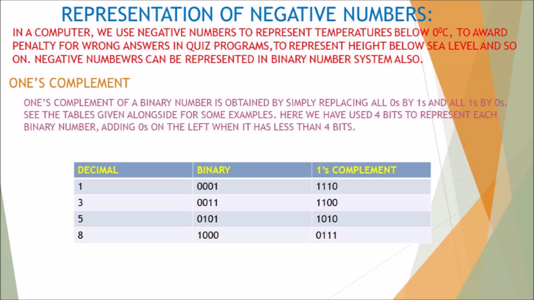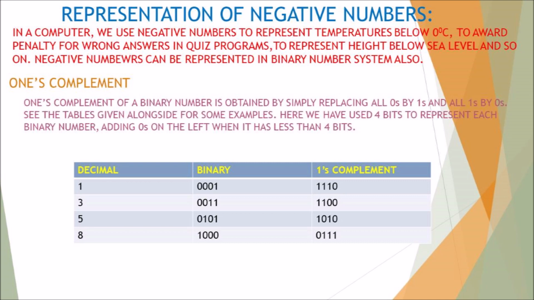So both 1's complement and 2's complement are used to represent negative numbers in the binary number system. First you will see what is 1's complement. The 1's complement of a binary number is just inverting all the bits: replacing all 0s with 1s and all 1s with 0s. Here you see the example, the given binary number 0001.